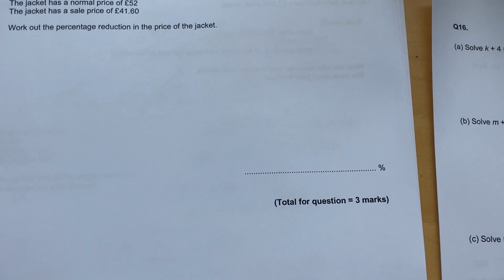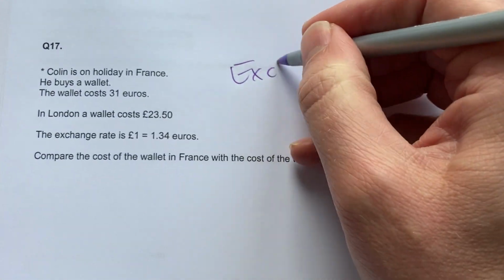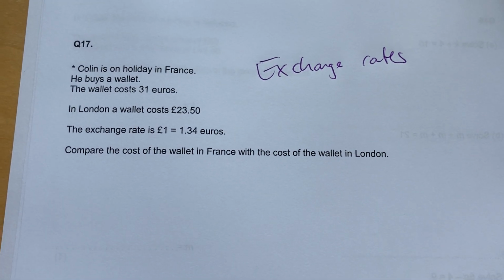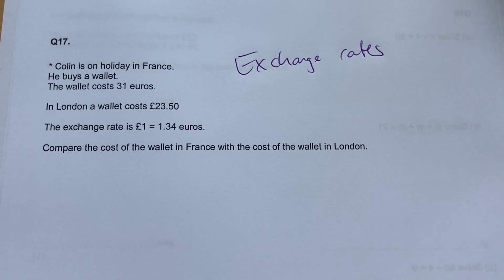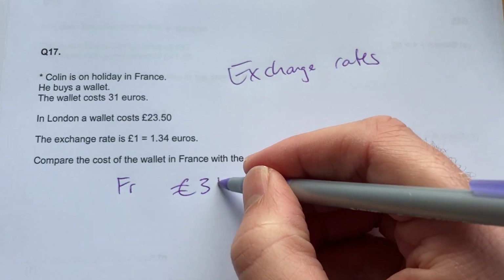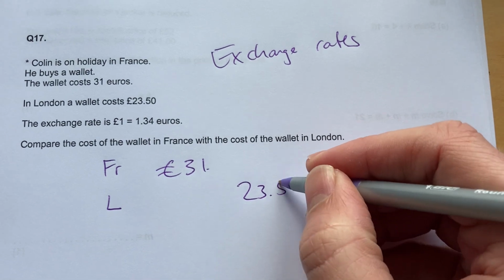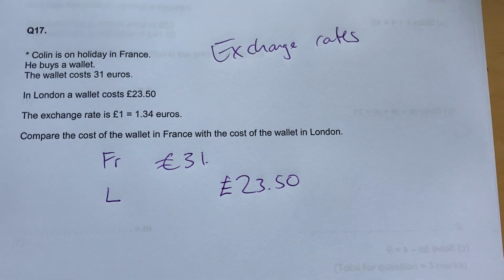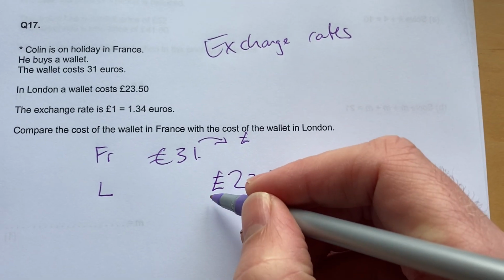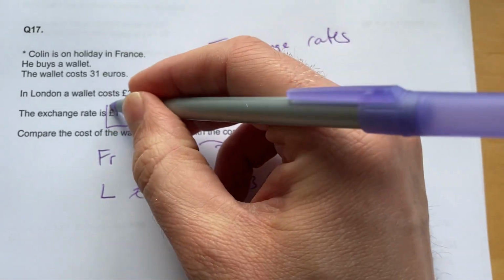15 and 16 were done okay. We'll move on to question 17, which is about exchange rates. And here, Colin buys a wallet in France. So I'm going to put in France. He spent 31 euros. Had he bought it in London, it would have cost £23.50. So we need to compare those. So either take that French price and turn it into pounds, or take the London price and turn it into euros. They've given us an exchange rate there.